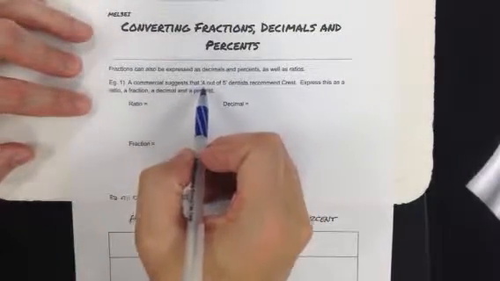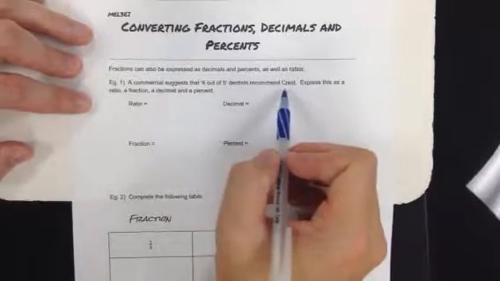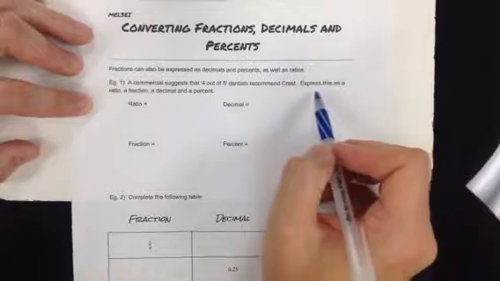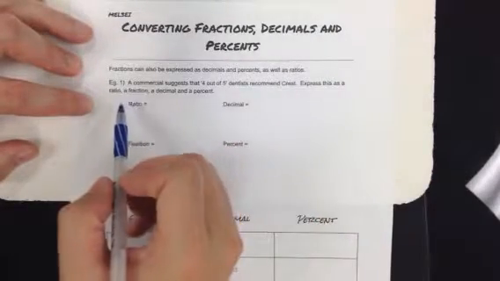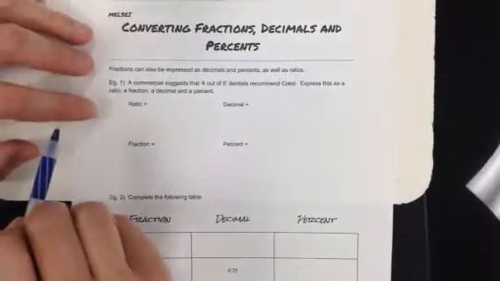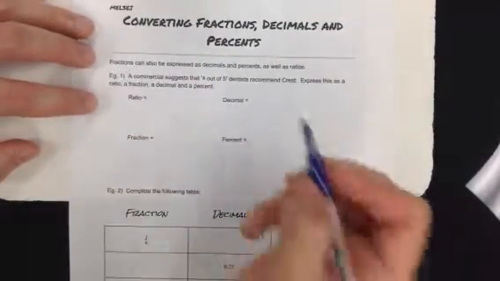A commercial suggests that 4 out of 5 dentists recommend Crest. You might have heard that on the TV at some point. What we want to do is express this in 4 different forms: as a ratio, a fraction, a decimal, and a percent. Well, we're going to start with the ratio.